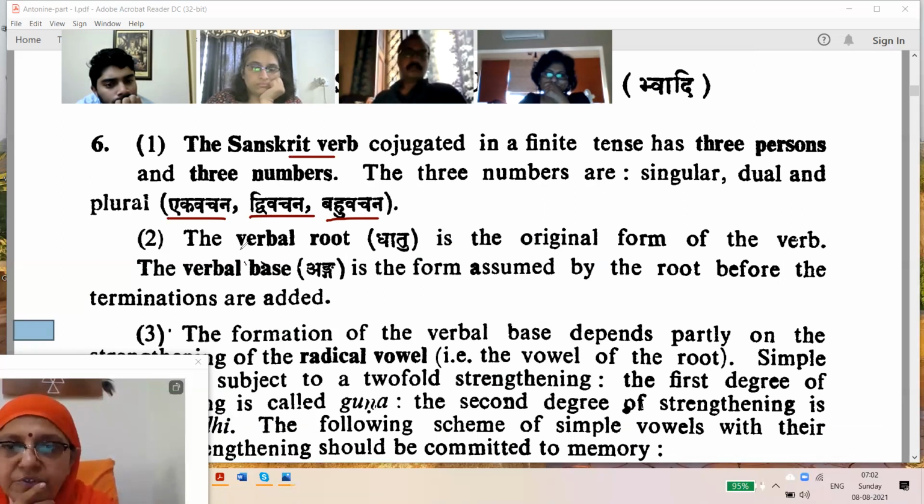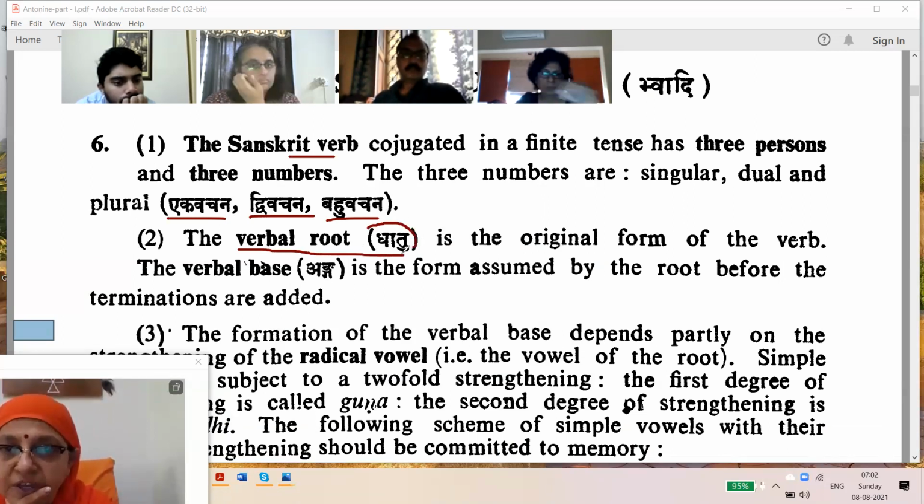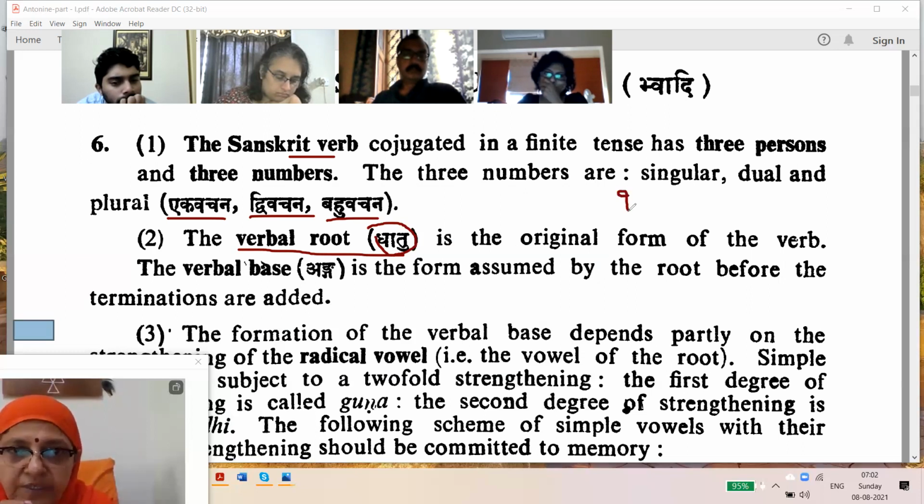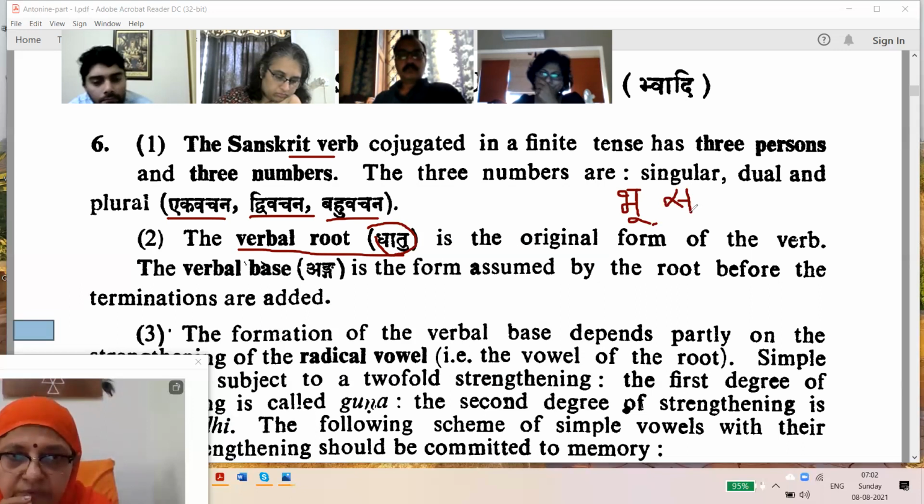The verbal root, meaning the original verbal root in Sanskrit, is called dhatu. It is the original form of the verb. Suppose there is a verb I call bhu. And bhu is called dhatu. Then if I say sru, sru is the only original one.